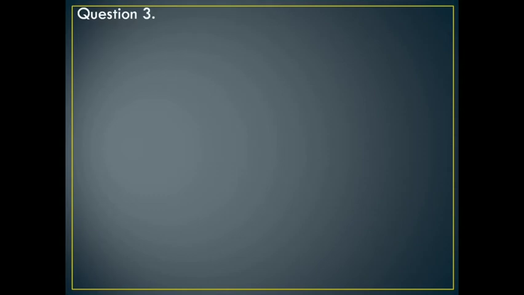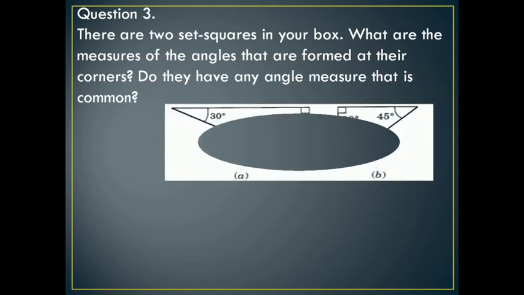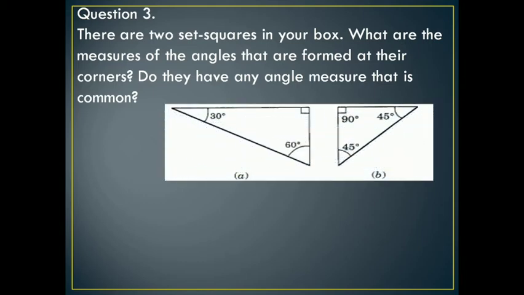Question number 3. There are two set squares in your box. What are the measures of the angles that are formed at their corners? Do they have any angle measure that is common? Now look here. These are the two types of set squares in our box. One will be bigger and another will be smaller compared to the second one.